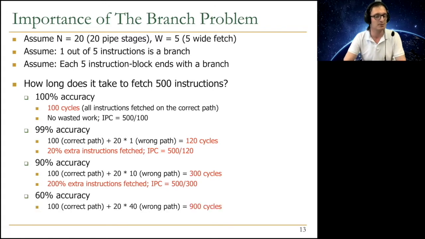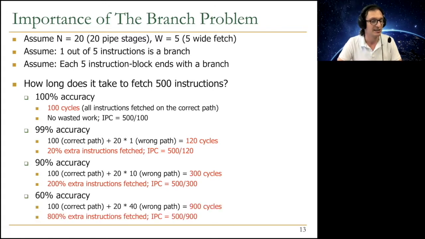If you go to 60%, you have a terrible machine because you're spending a lot of your time, most of your time, on the wrong path, as you can see, right? Because each branch causes a 20 cycle delay, and you have 40 of those, even though your accuracy is 60%, better than random luck, right? So this is the importance of the branch problem.